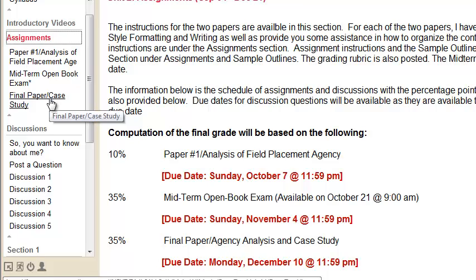I want to say now, and the instructions are on the final paper case study for you to look at, but it is important that you share this assignment with your field supervisor early in the semester, because you will need to select a case, and it's often very important that you work closely with your supervisor on that.